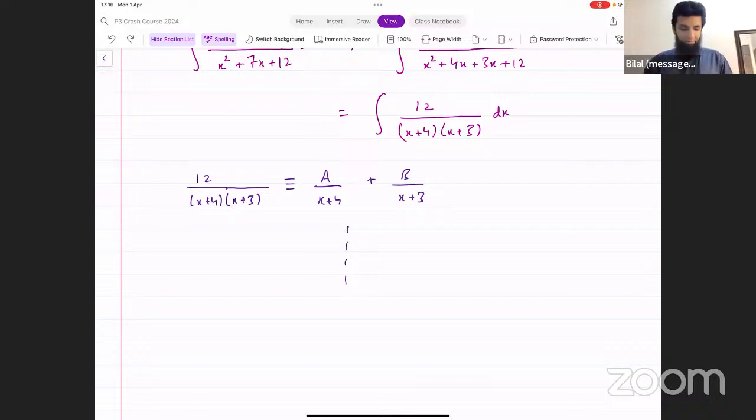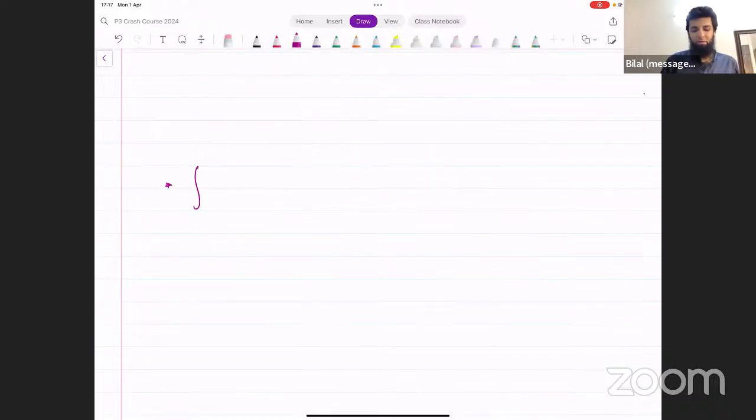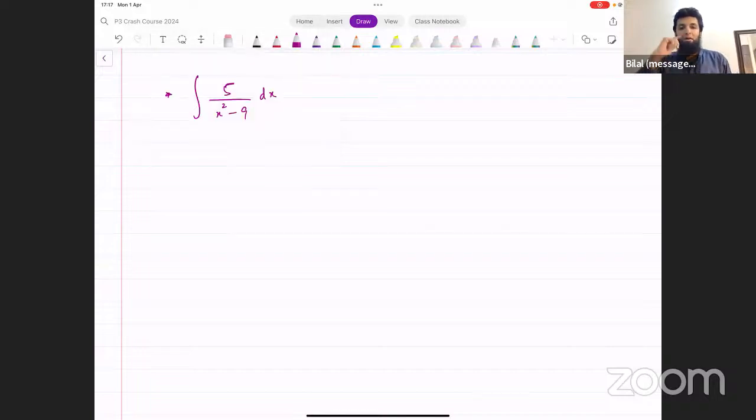Okay, so we're done with 4 rules by now. Integral of 5 over x squared minus 9. How would we do this? 5 over x squared minus 9, what's the integral of this expression? Again, let's think of all of those rules that we've done. ln rule doesn't work. Derivative of denominator is 2x. We can't have x in the numerator.